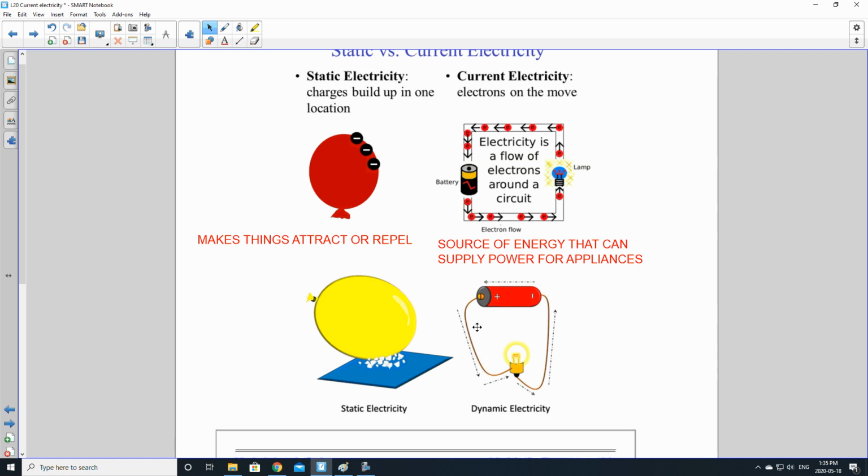Usually static electricity is not the most useful type of electricity, let's just say. It's not good for powering your appliances. So static electricity is not the most useful, but current electricity is very, very useful.